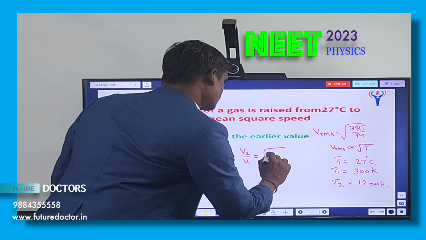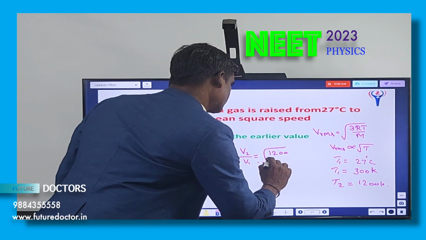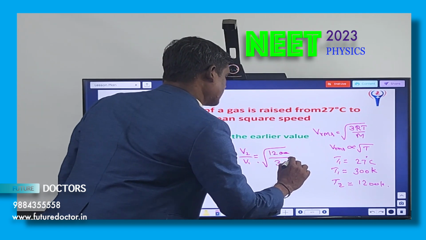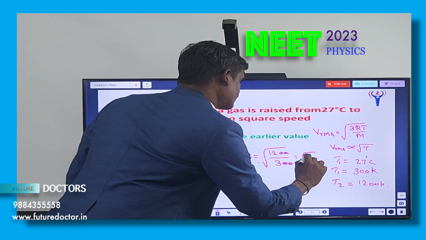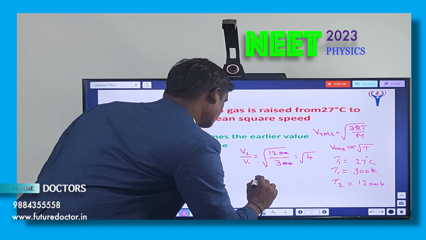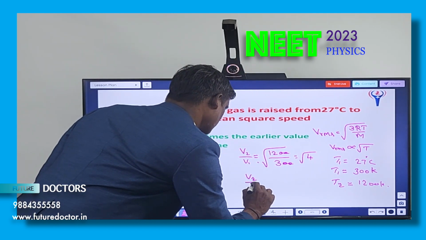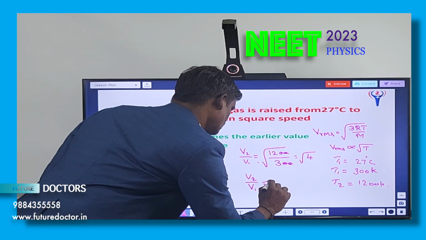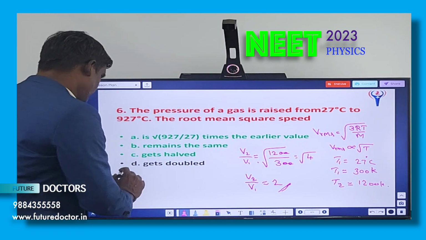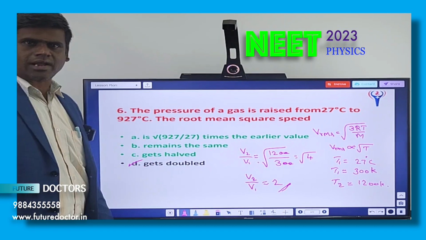Substitute this here: square root of 1200 by 300. The 0s get cancelled, 3 4s are 12, so square root of 4, which is 2. So V2 by V1 equals 2. That is, it gets doubled. Option D is the correct answer.